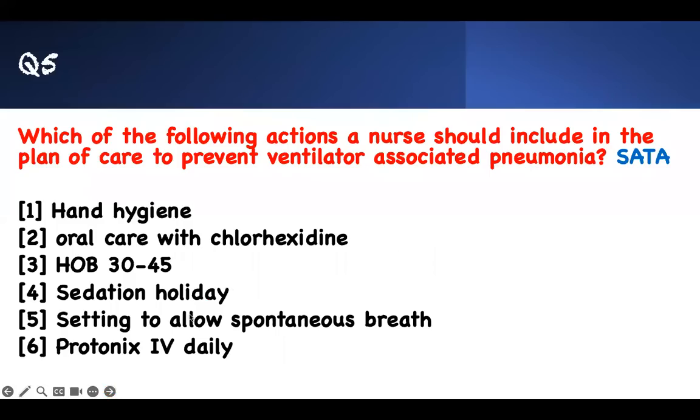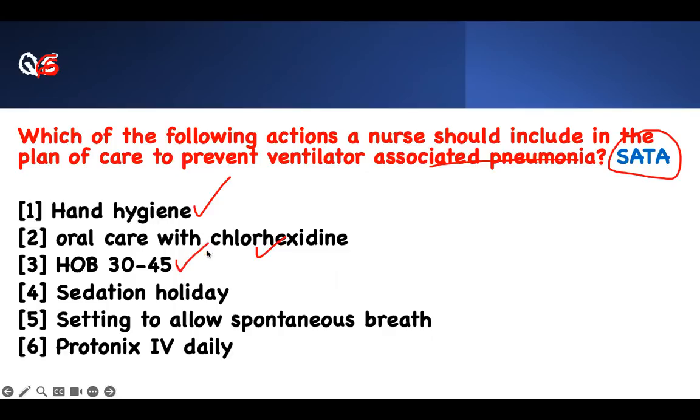And then finally, which of the following, this is number 6. Which of the following actions should the nurse include in the plan of care to prevent ventilator-associated pneumonia? So which one will prevent ventilator-associated pneumonia? We have talked about it. Hand hygiene is good. Oral care with chlorhexidine.